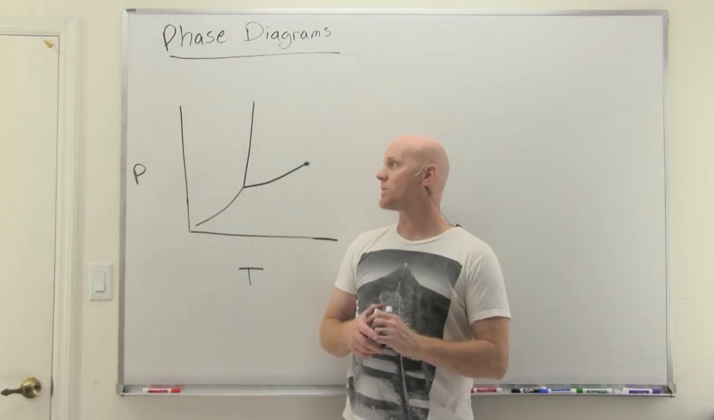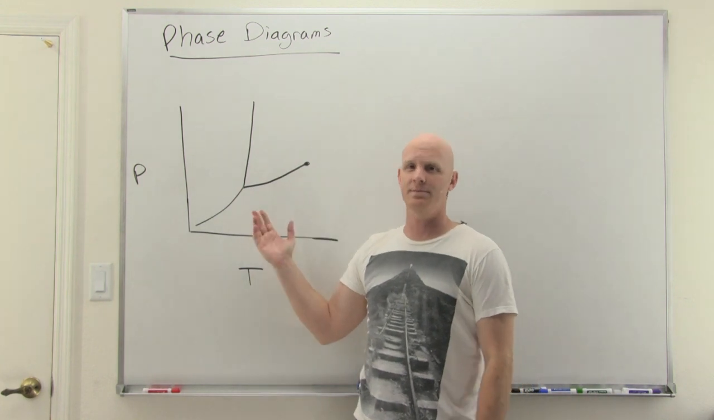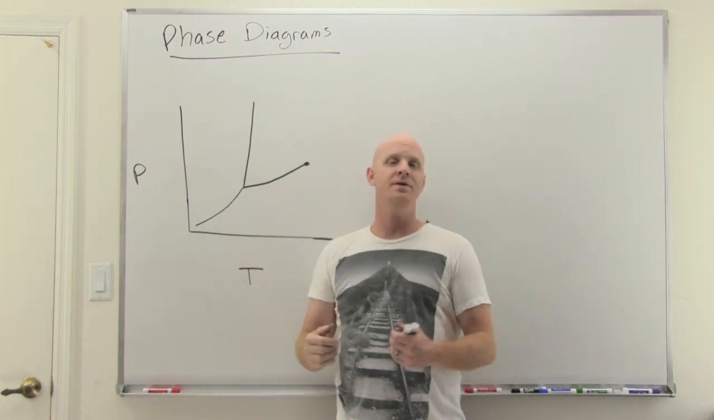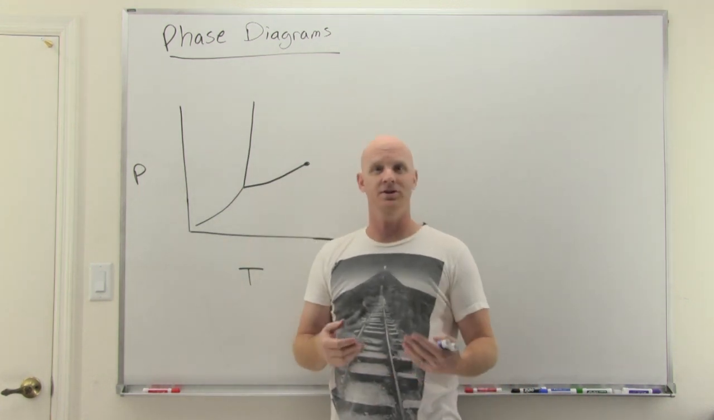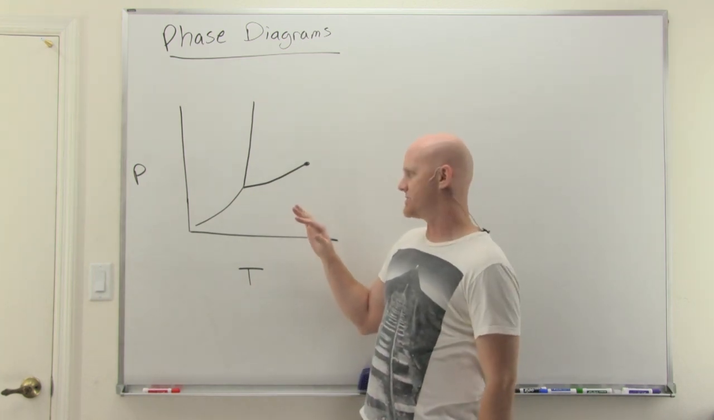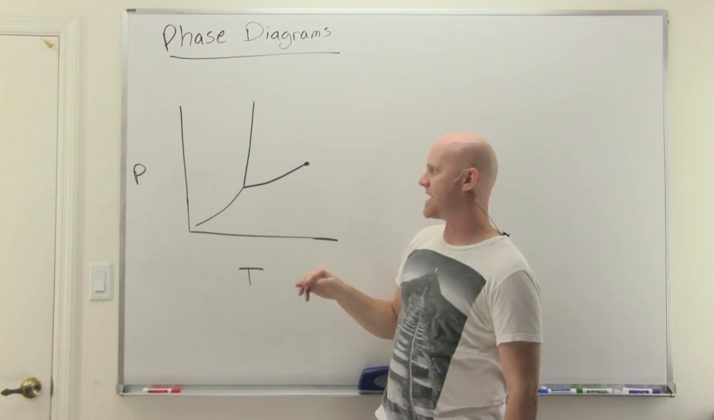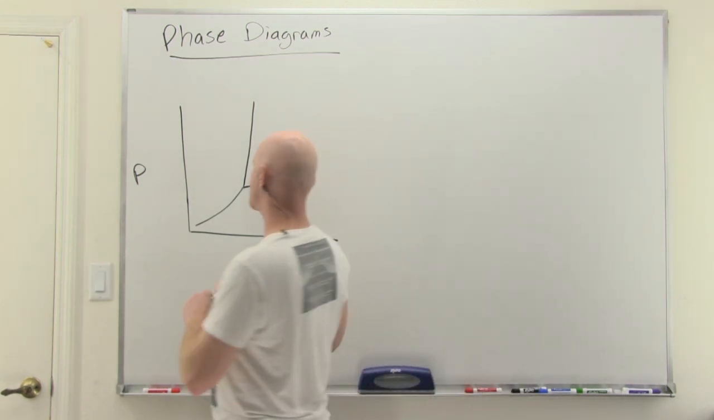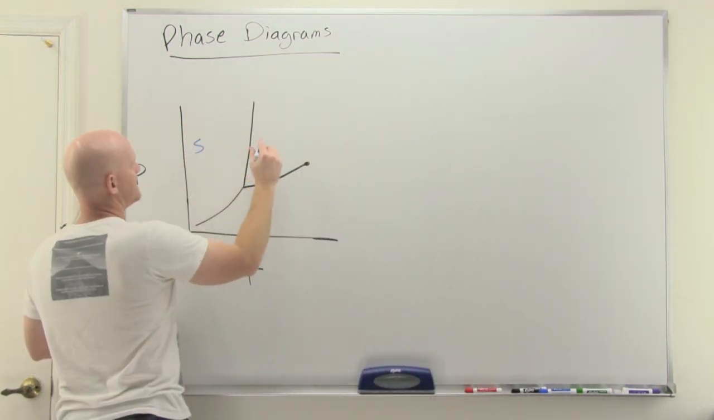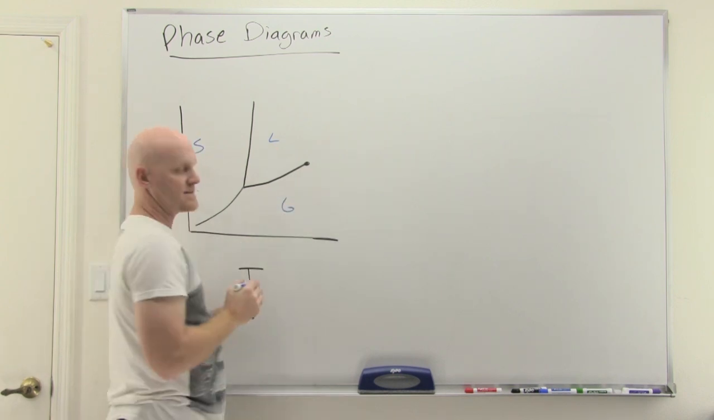All right, next on our list here, we're gonna take a little time to look at phase diagrams. We'll look at a standard phase diagram, and then we'll see what makes water and carbon dioxide unique, a little different from the standard. So in this case, we do a plot of pressure on the y-axis, temperature on the x-axis, and it separates the three phases, and we've got solids up over here, liquids here, gases here.